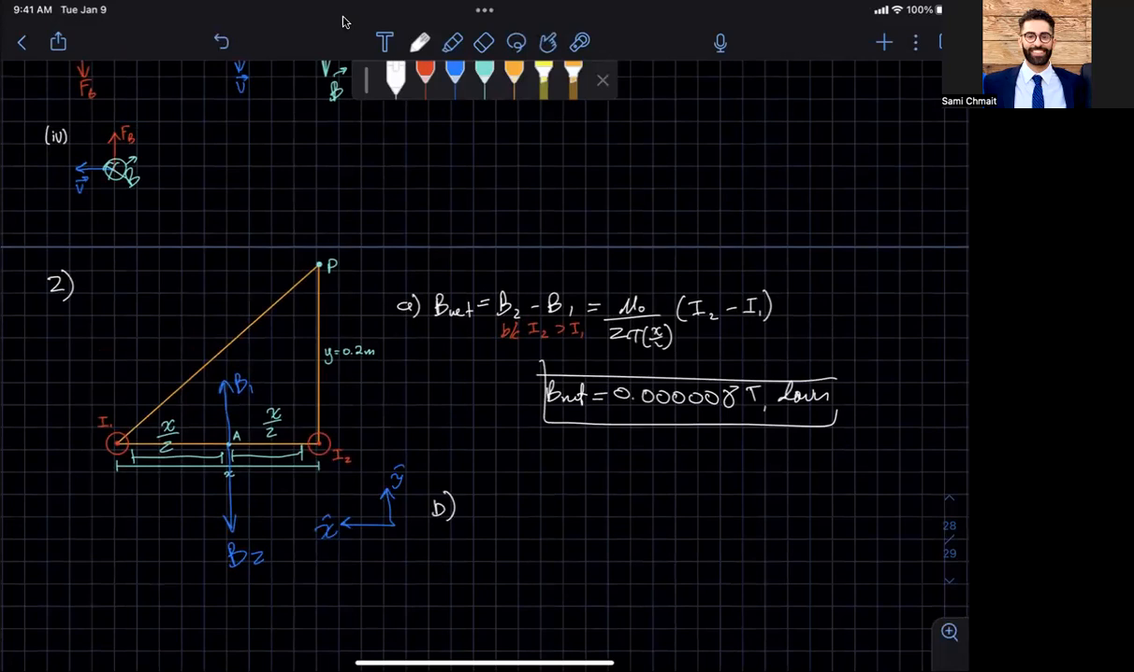What is the direction of the B field for part B at point P? And you were worried about I2. Look at the first page. Which right-hand rule are we using?